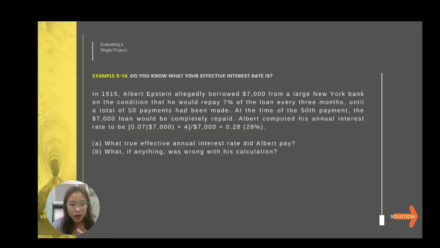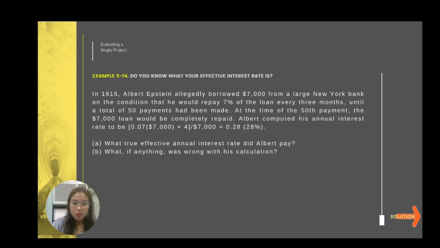Another example, 5-14. Do you know what your effective interest rate is? In 1915, Albert Epstein allegedly borrowed $7,000 from a large New York bank on the condition that he would repay 7% of the loan every 3 months until a total of 50 payments had been made. At the time of the 50th payment, the $7,000 loan would be completely repaid.